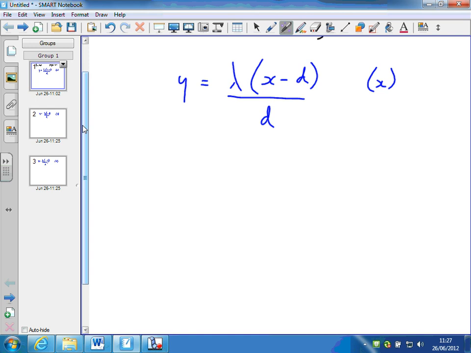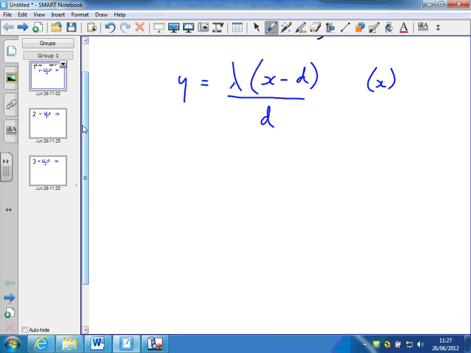So I want to get x on its own. So if we look at the right-hand side, and what's happened to x, it's inside a bracket. So then that bracket has been multiplied by lambda and divided by d. So I want to get rid of the d and get rid of the lambda. It's up to you which way you do it, but I would first of all multiply by d and then divide by lambda. So you could pause here and have a go and see if you can finish it from there. I'll have a go at it myself.